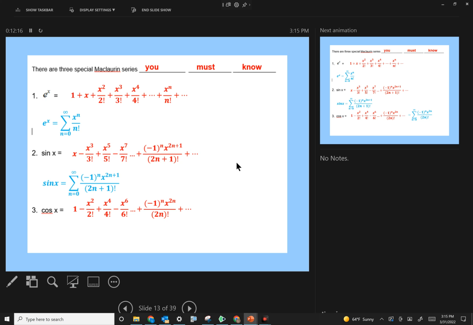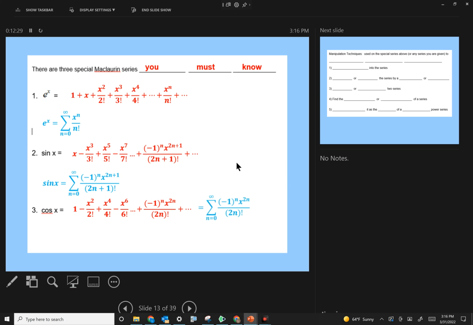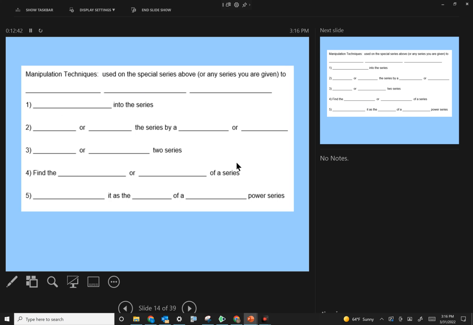I need to be able to get to one example to show you how this is going to help you. So you have to know this, so you'll want to keep that handy when you're doing homework, okay? And you could write the sigma notation. Okay? So here's how those become powerful. You can use any of these manipulation techniques on the special series that we just mentioned to find any other series.